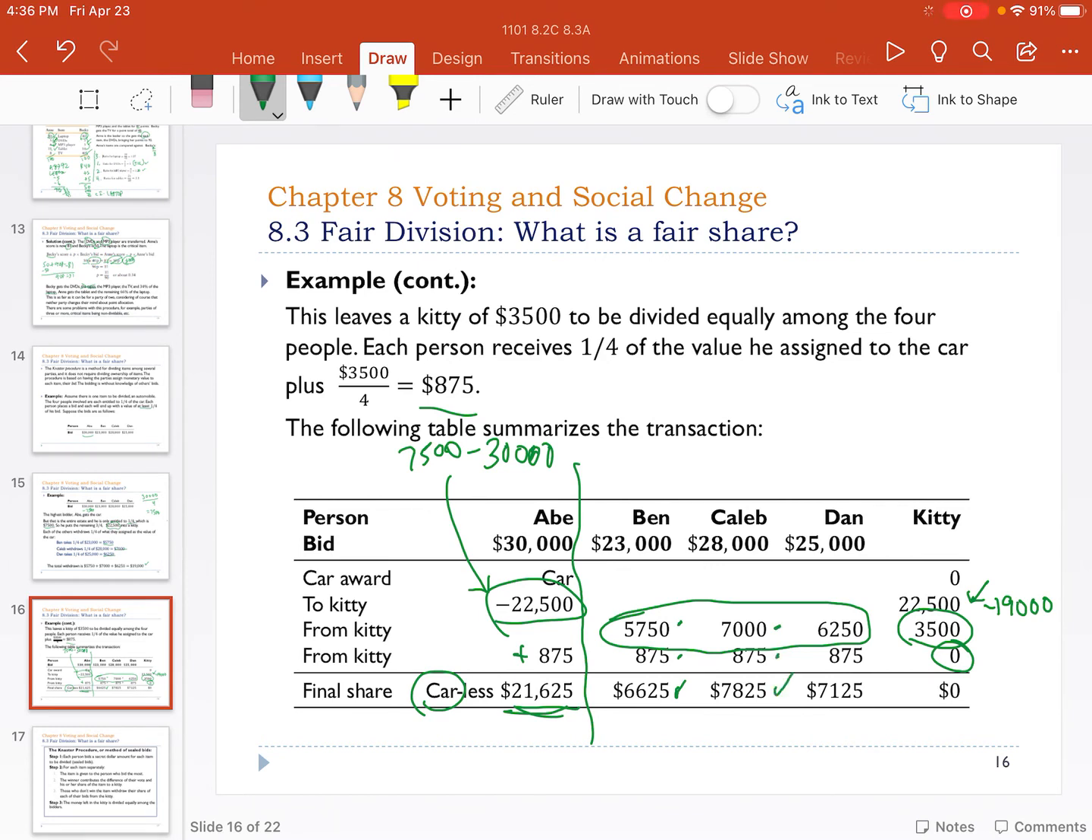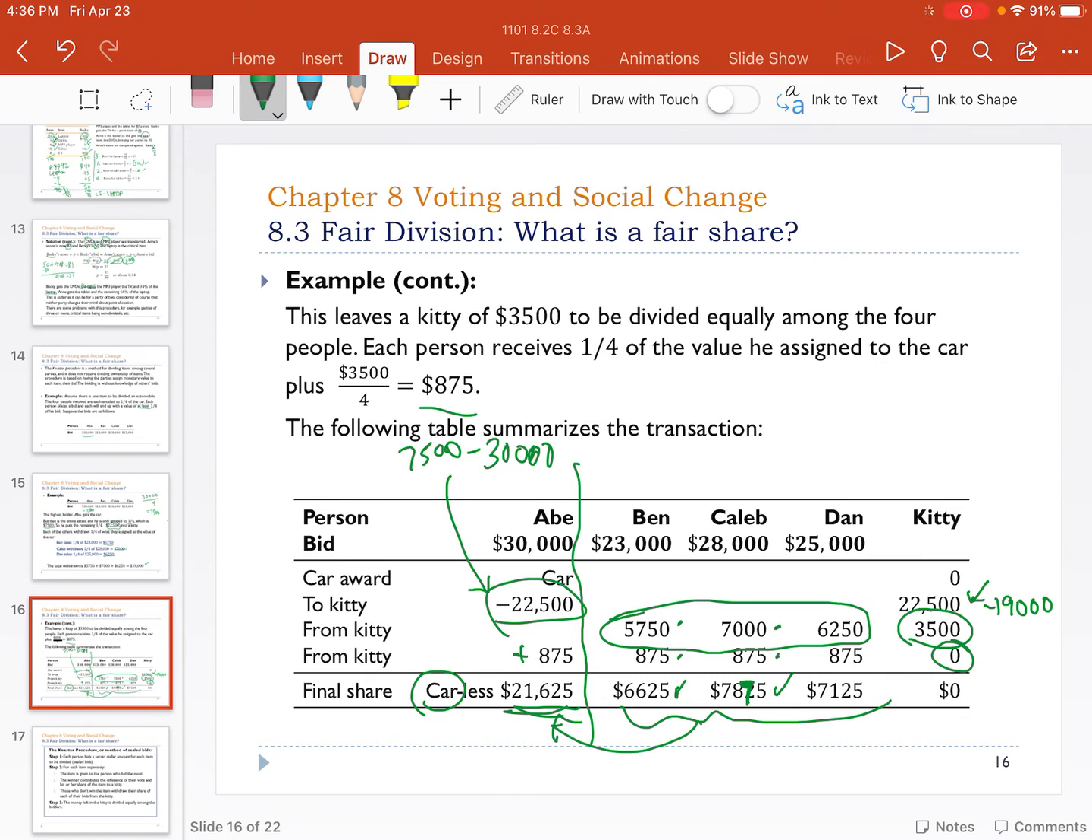Caleb valued it second highest, so he's going to get the most cash out of this. $7,000 for him, but he gets the standard $875 for a total of $78.75. Another mistake here. I just now saw that, so that's a little typo there. Dan valued it in the middle, and so he gets the $6,250 plus the $875. So he gets to collect $7,125. Together, these numbers will add up to the money that Abe is paying. So Abe is paying Ben the $6,625. He's paying Caleb the $78.75.